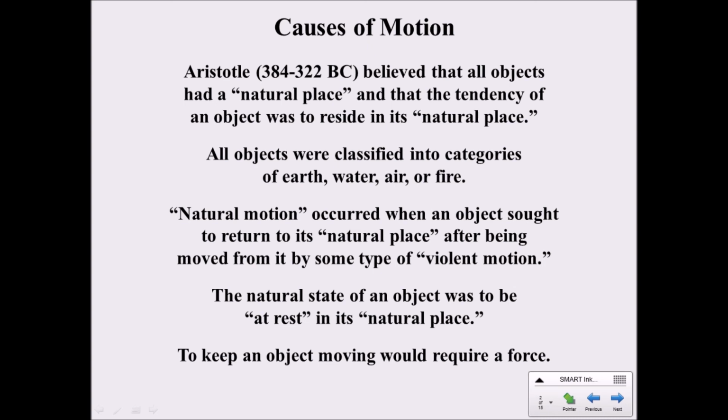And so Aristotle said that natural motion of an object happened when an object was seeking to return to its natural place after being moved from that natural place by some type of violent motion. So something ripped the object out of being at rest. And then the object slows down and stops and returns to its natural place. So the natural state of an object was to be at rest in its natural place.